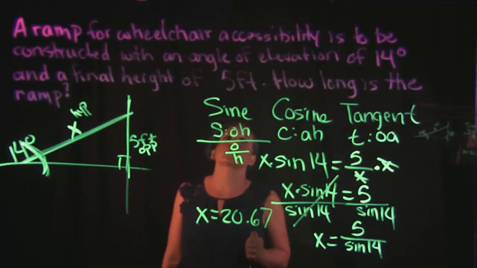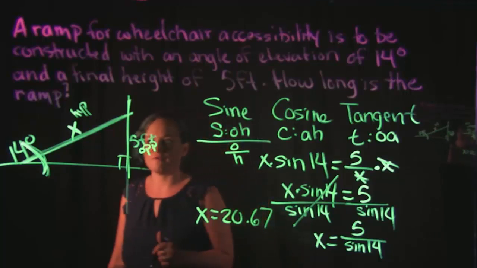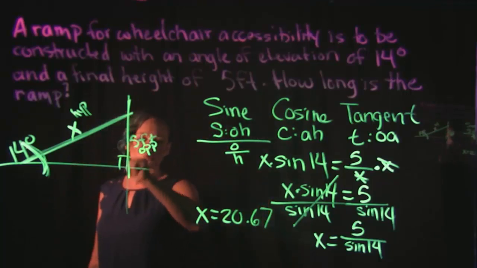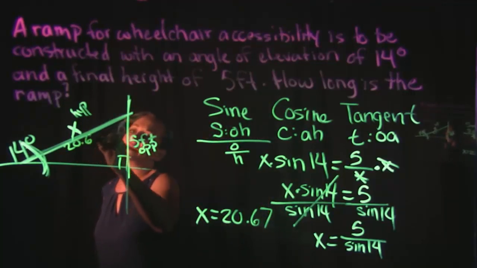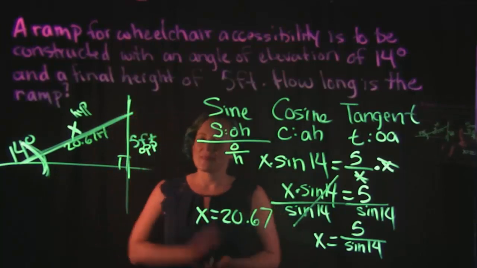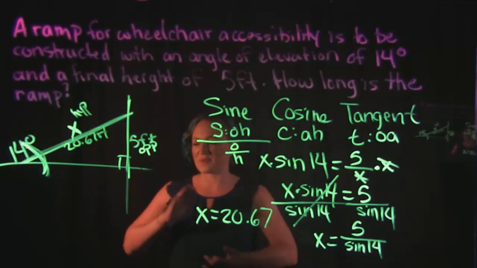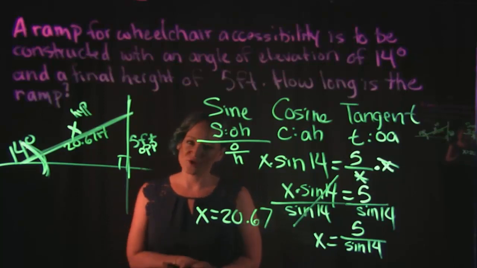20.67. So this particular problem here, we're talking about feet. So that means that this ramp here is 20.67 feet. That's how long the wheelchair ramp is, which means you're done with this problem.